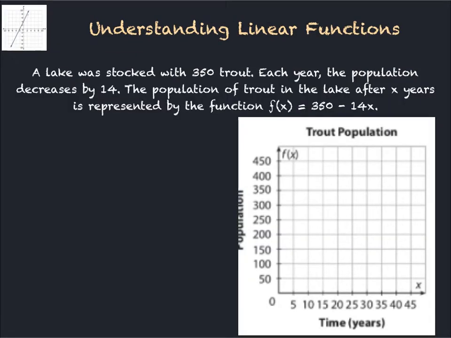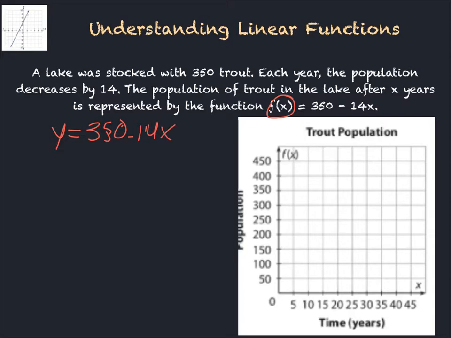Okay, just one more. A lake was stocked with 350 trout. Each year the population increases by 14. The population of trout in the lake after x years is represented by that function. So we're going to graph this again using x and y intercepts. So you have f of x here, but remember f of x and y are interchangeable, so you could just go ahead and change it to y equals 350 minus 14x.